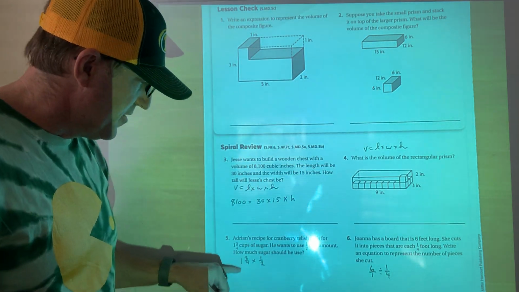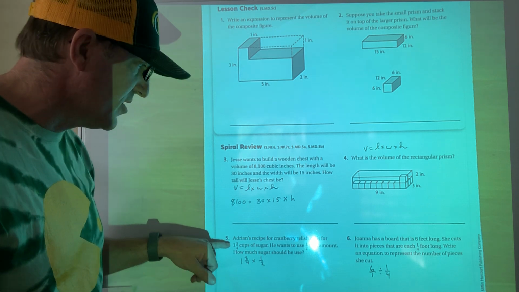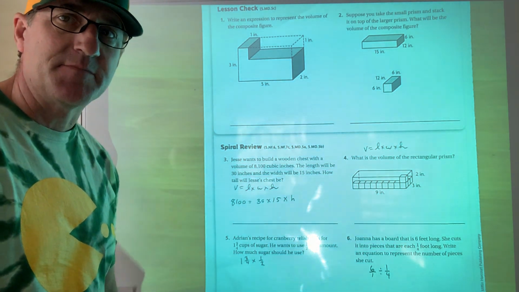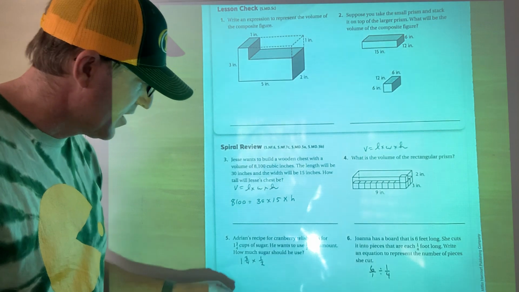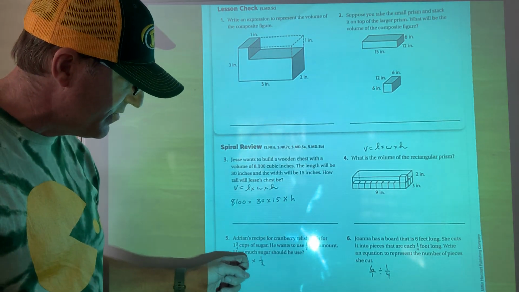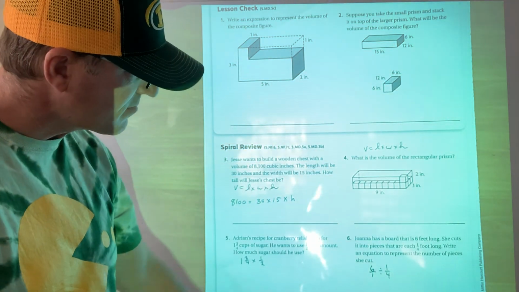Okay, this is Adrian's recipe for cranberry relish. Calls for 1 3/4 cups of sugar. He wants to use half that amount. Right? How much should he use? So I multiply by a fraction, I get a smaller amount. So that's why we multiply it. I use half of that amount. Might be easier to say. Don't forget, convert that to an improper fraction. 4 times 1 is 4, plus 3 is 7. So this would be 7/4 times 1/2, right? And then see where that takes you.